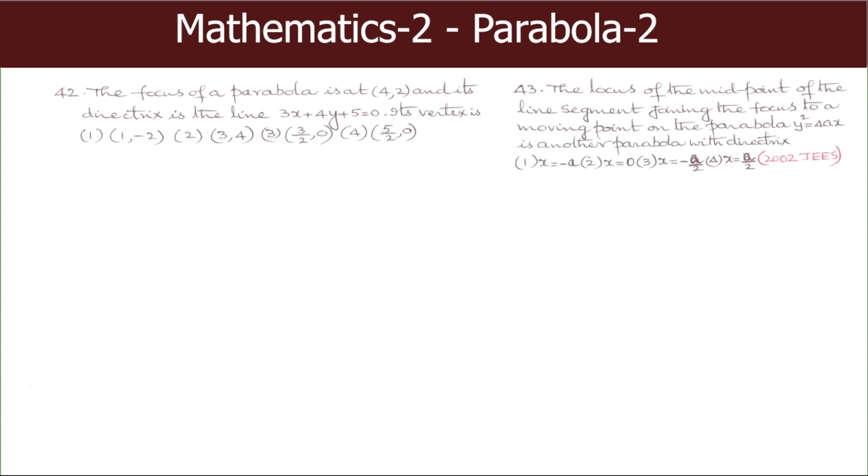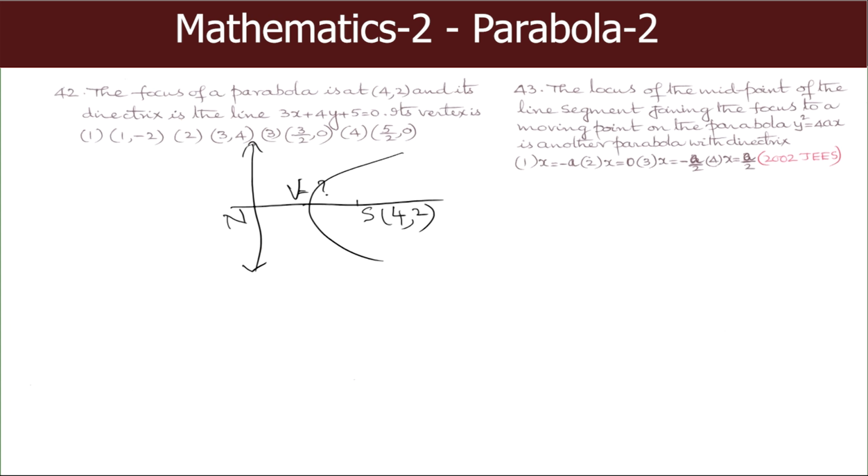Next, 42nd question. The focus of a parabola is at (4, 2). Focus is at (4, 2), and the directrix is the line 3x plus 4y plus 5 equal to 0. This is the directrix. What is the vertex? V. What is the vertex? Suppose this meets the parabola at N.